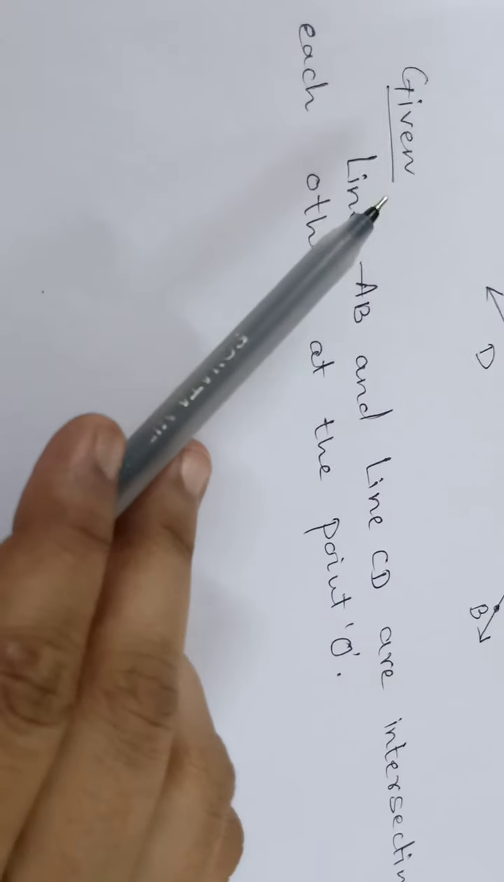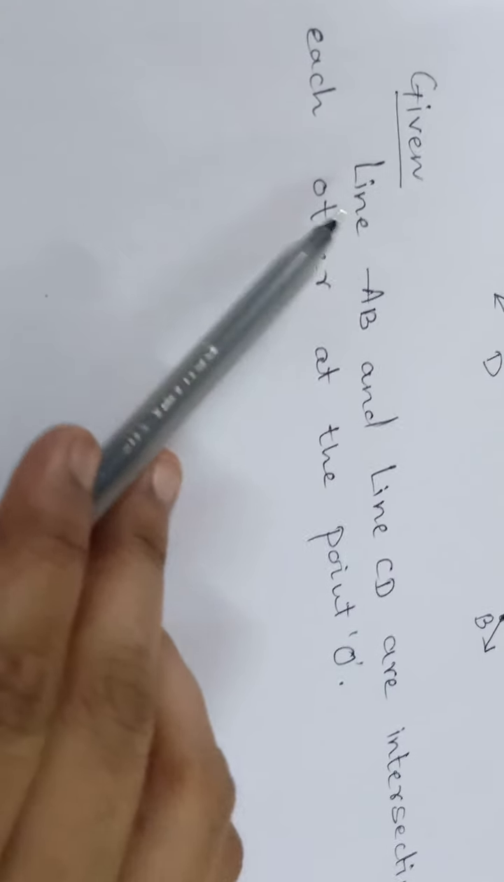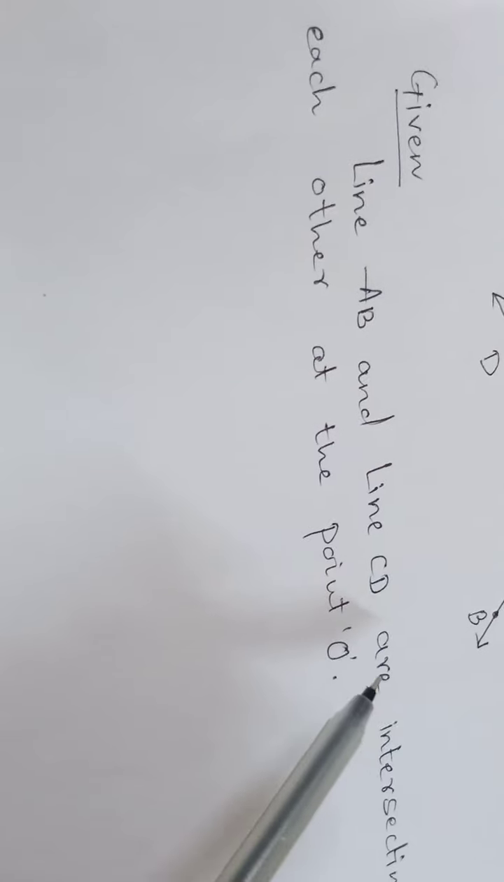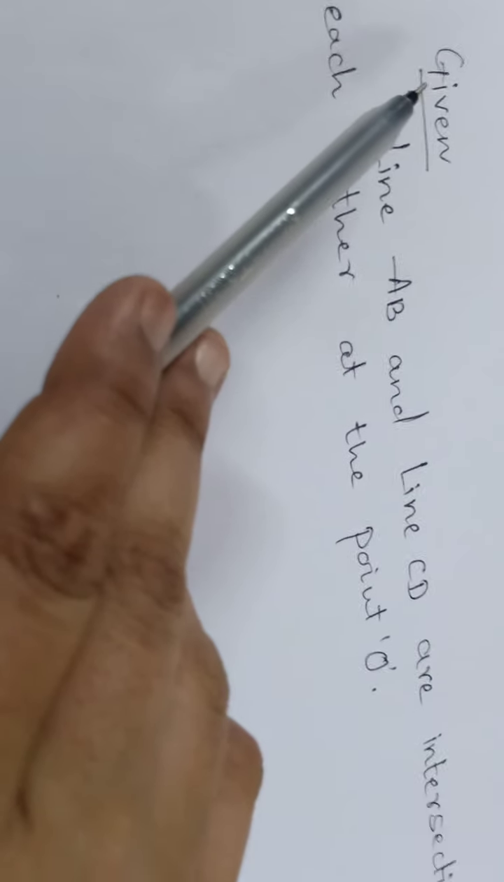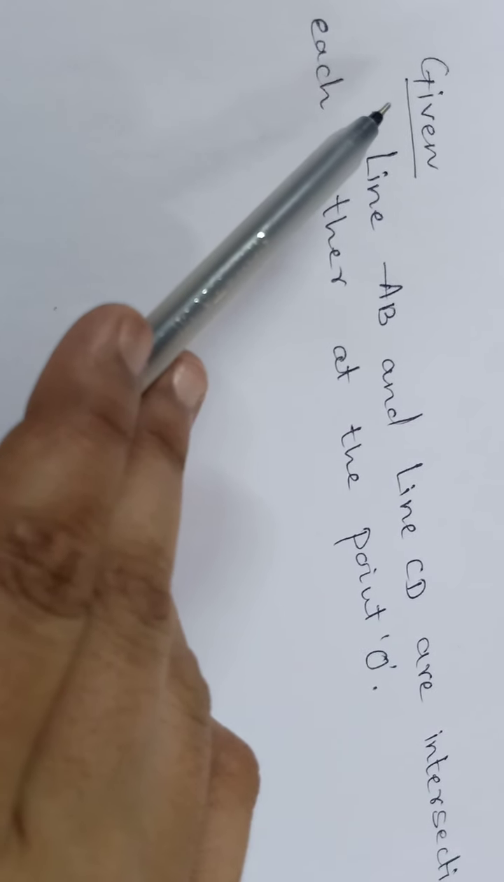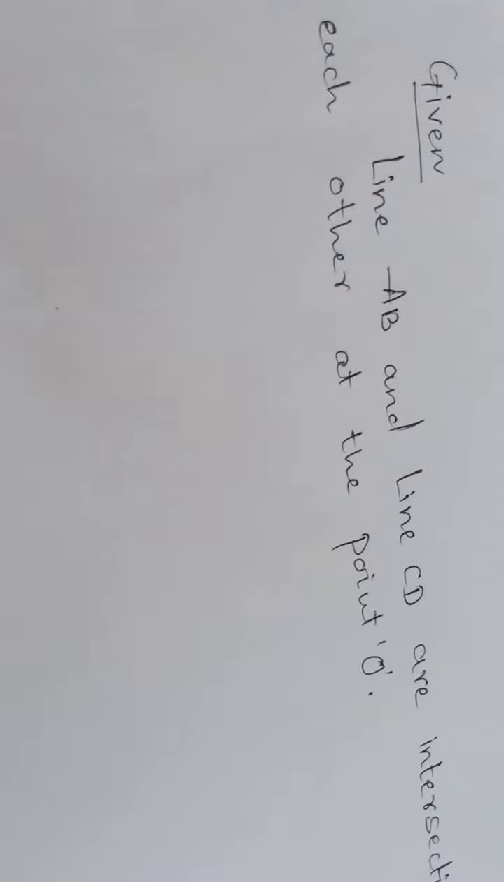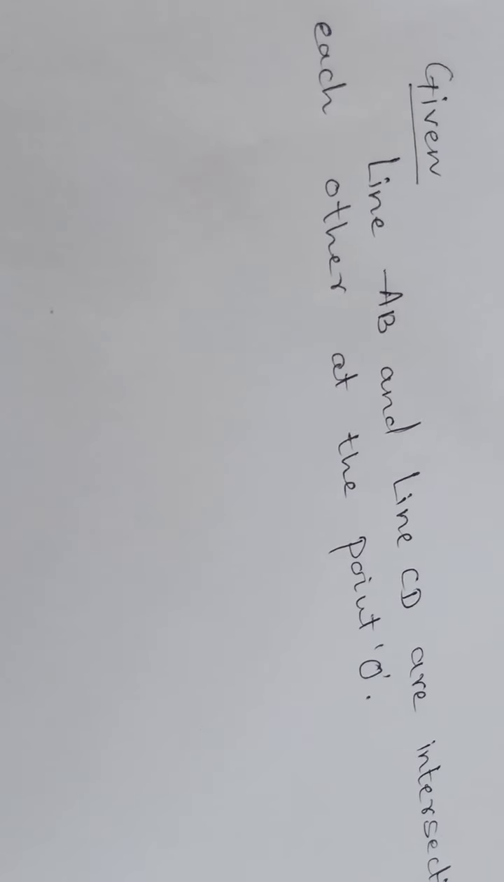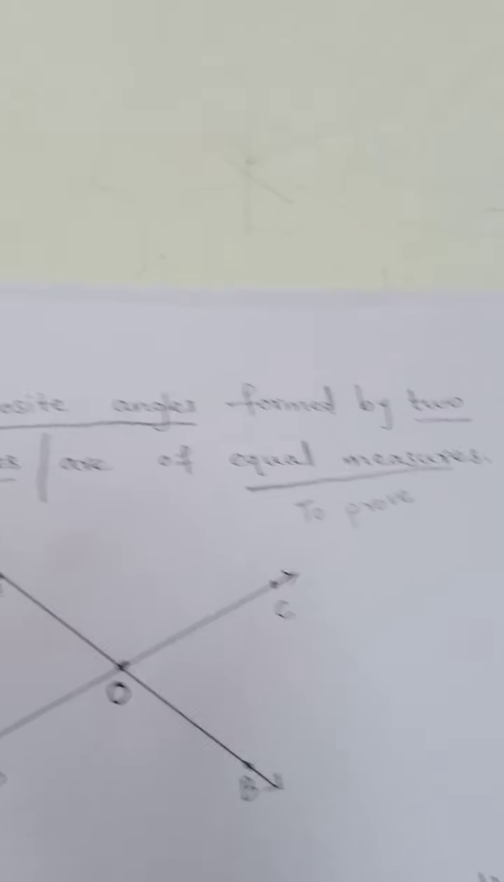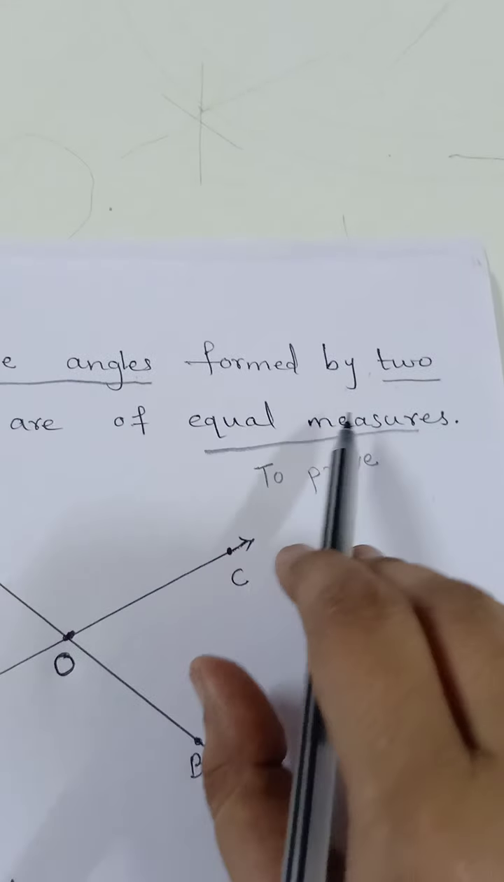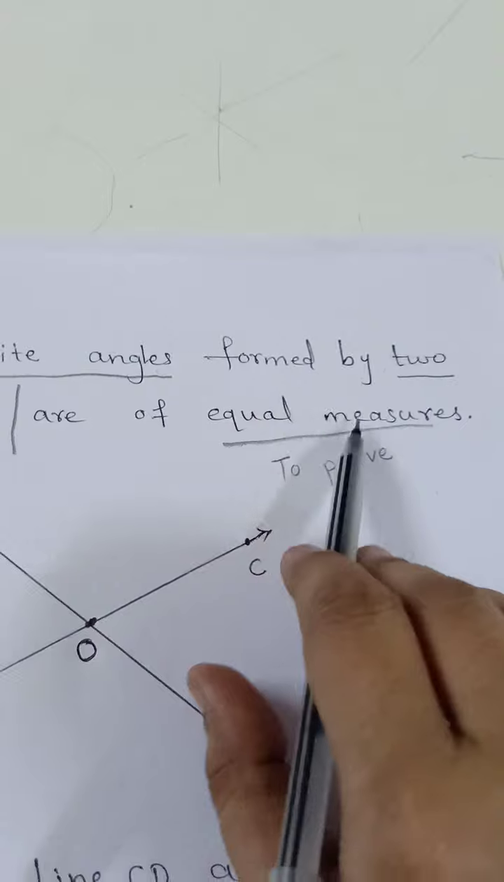So see here, I have taken the same statement: line AB and line CD are intersecting each other at the point O. It is nothing but our third step of the theorem completed, that is given. Now we will go for the fourth step, that is to prove. For to prove, again we will read the statement. See here, this statement, that is of equal measure.